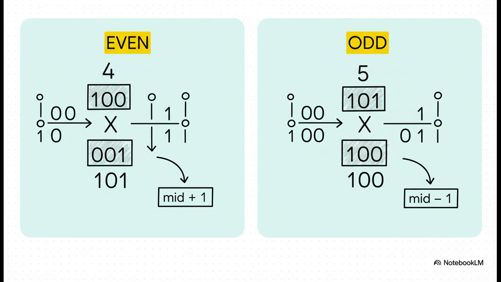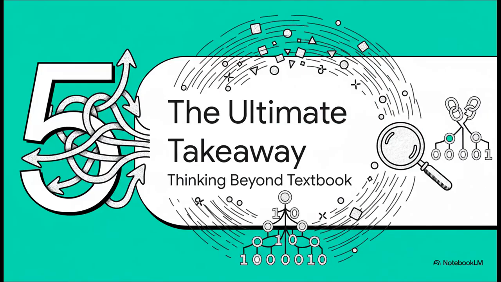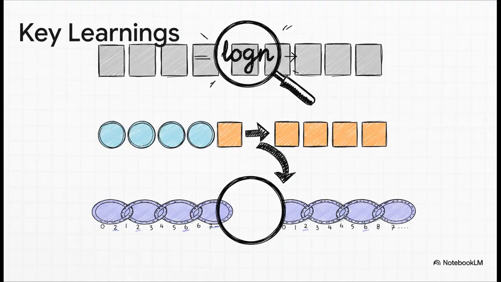It's just so elegant. So what's the ultimate takeaway from all this? I mean, it's about way more than just this one little puzzle, right? This is about a fundamental shift in thinking, a way of approaching problems that top engineers use all the time. So here are the big ideas to stick in your brain. First, if you're in an interview and you see a sorted array and they say O(log n), your mind should immediately just go beep, beep, beep, binary search.